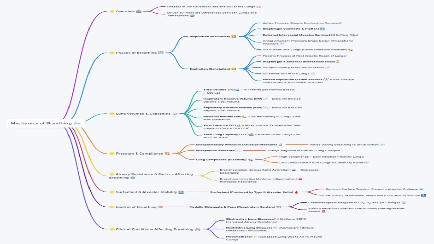lubrication. So it lubricates, affecting the movement of the lungs within the cavity, and it prevents separation of the two pleura.